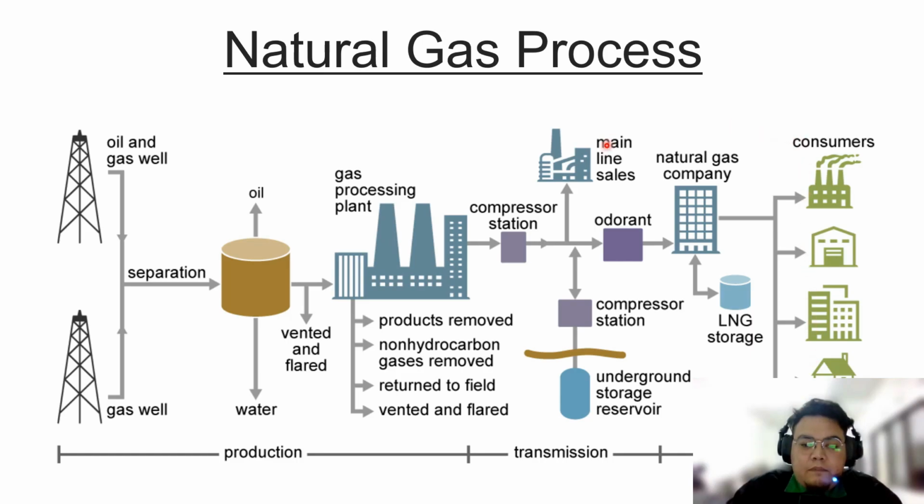So this is an example of how natural gas and petroleum are processed from the raw material. First, this is the oil and gas well, this is the gas well. Then we go for separation in this container, which separates oil and water. Then the gases separated from the oil go to the gas processing plant. In this procedure, non-hydrocarbon gases are removed, returned to the field, vented and flared. At the end of this processing plant, they go to the consumer.